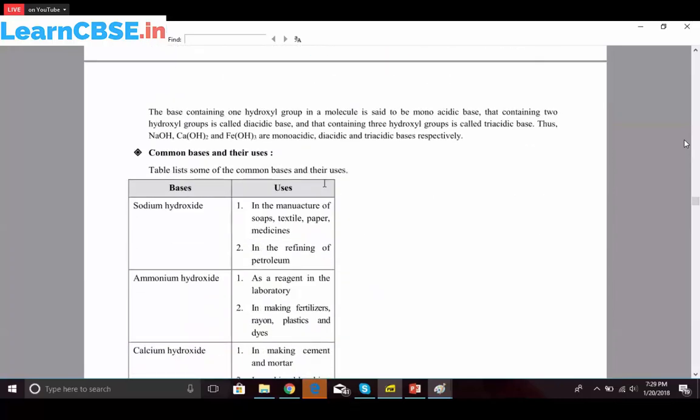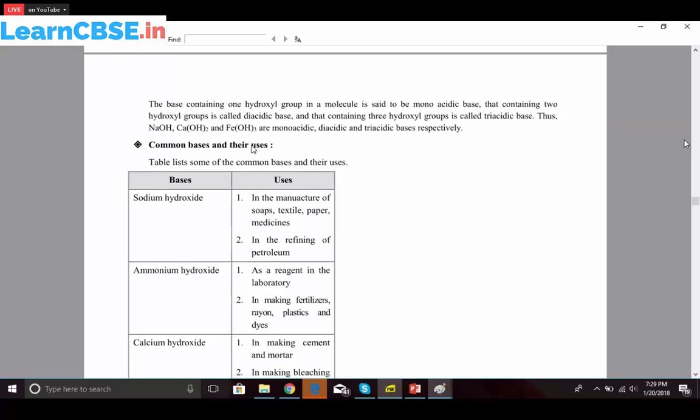A base containing one hydroxyl group in a molecule is said to be a monoacidic base. If it contains 2 hydroxyl groups, we call it a diacidic base. If it contains 3 hydroxyl groups, we call it a triacidic base. So NaOH is monoacidic, Ca(OH)2 is diacidic, and Fe(OH)3 is triacidic.